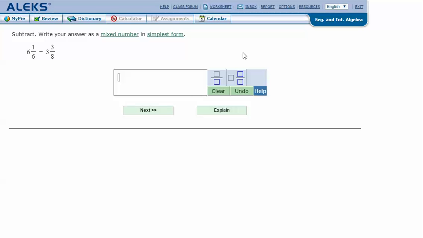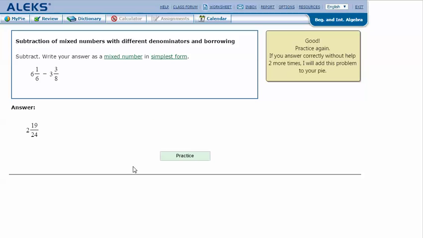In my ALEKS screen, type in the answer that I got in my notes, 2 19/24ths. And click Next. And it says that I got the correct answer.